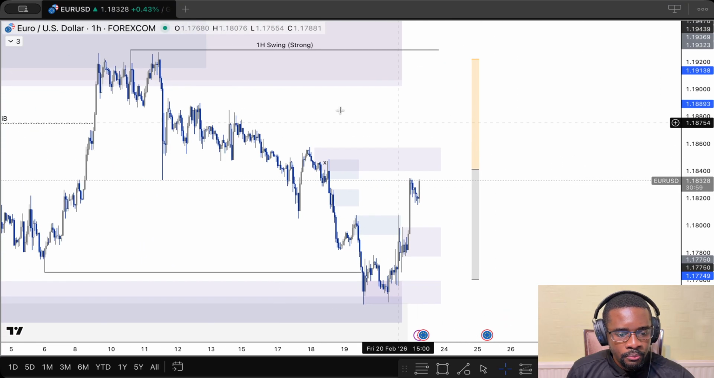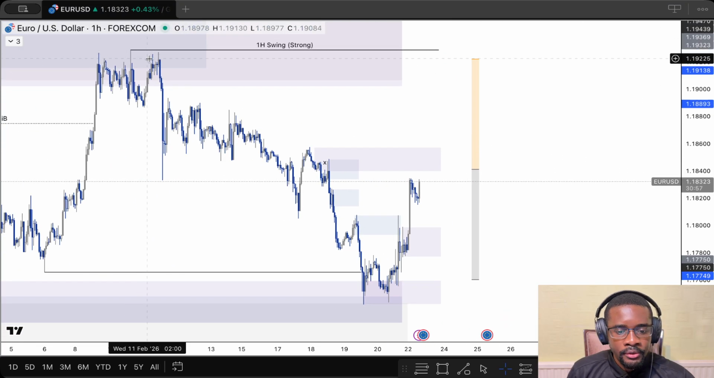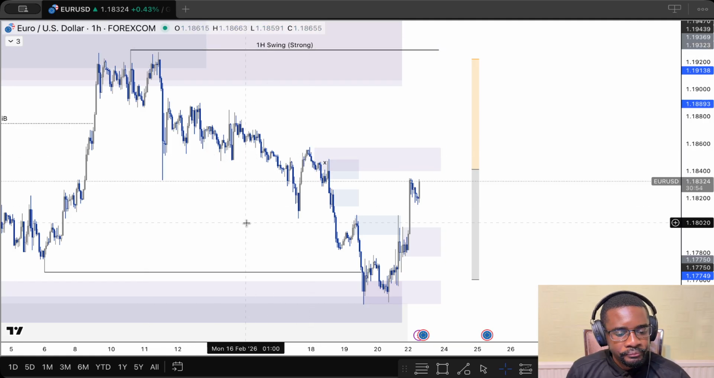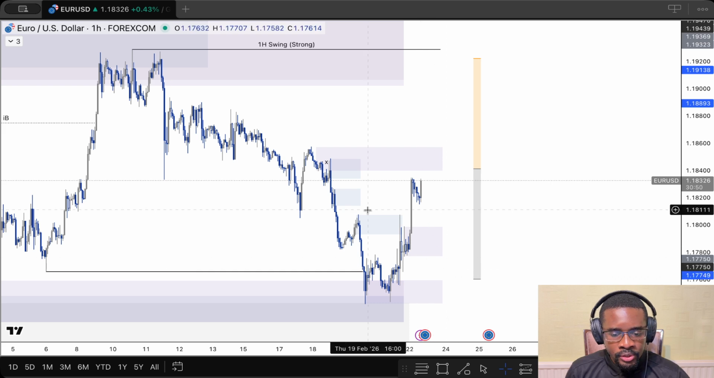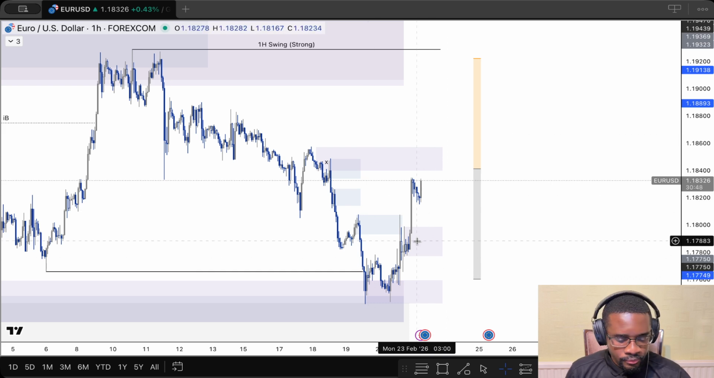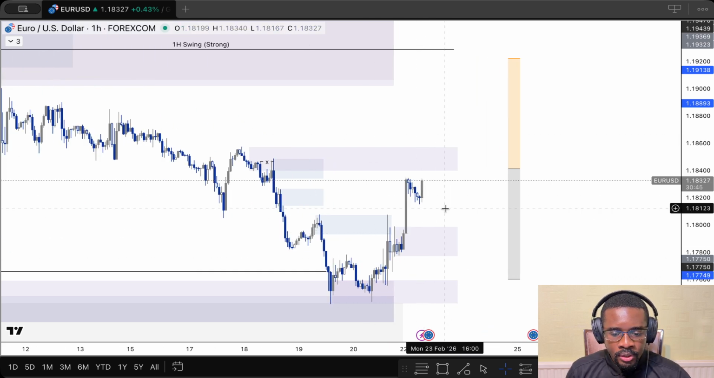So my swing break, let's see. Okay, so that is the highest point. Yes. So swing, we're bearish. Okay, swing is bearish, and then we've had strong pushes of price.